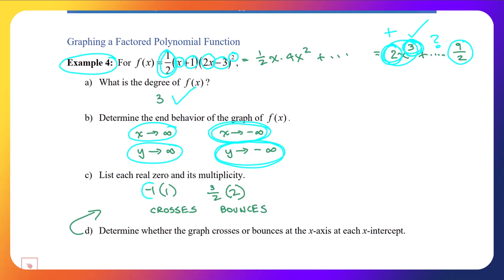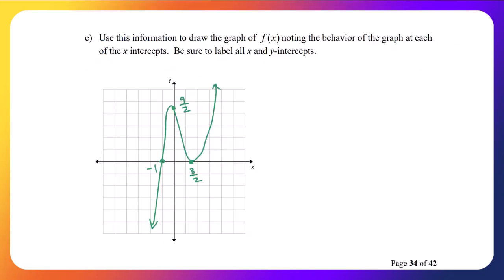The negative 1 from the x plus 1 and the 3 halves from the 2x minus 3. Since the x plus 1 appears once, multiplicity of 1, it crosses. The 2x minus 3 occurs twice, multiplicity of 2, so it bounces there. So using that information, right hand goes up, left hand goes down. At 1.5 it bounces. At negative 1 it goes through, and it also has to have a y-intercept of 9 halves.